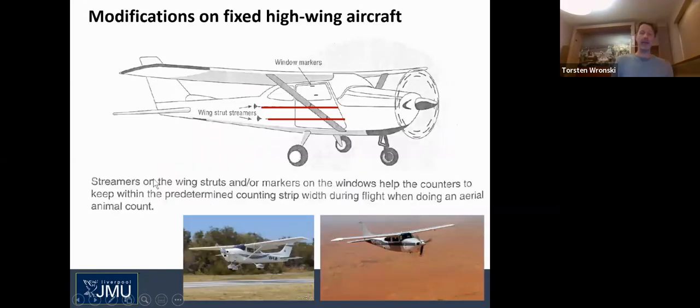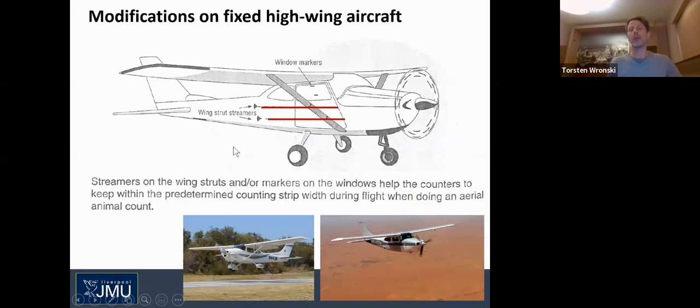Okay, let's have a look at aerial transect surveys, usually carried out by a fixed high-wing aircraft, because if the wings were low, they would obscure the free sight of the observers inside the plane.